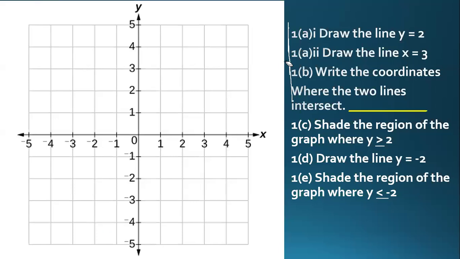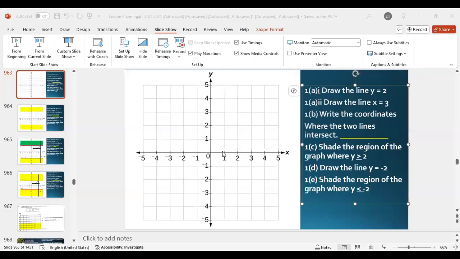Okay, so let's go ahead and do this. So the line y is equal to 2, is that a vertical line or a horizontal line? Let me know, please. It's a horizontal line. Passing through what? Two. Very good. Passing through 2 where? On the y-axis. Very good. So it's a horizontal line passing through 2 on the y-axis.